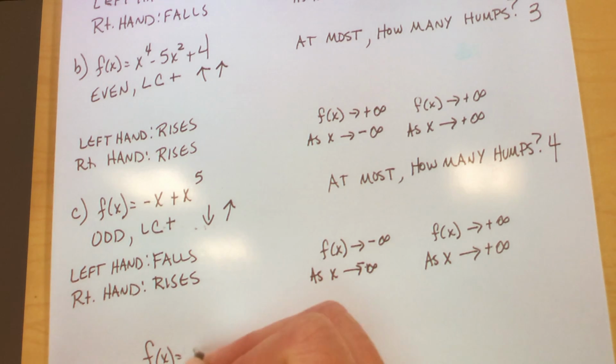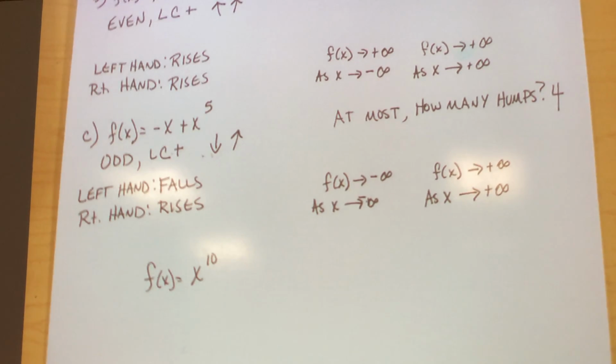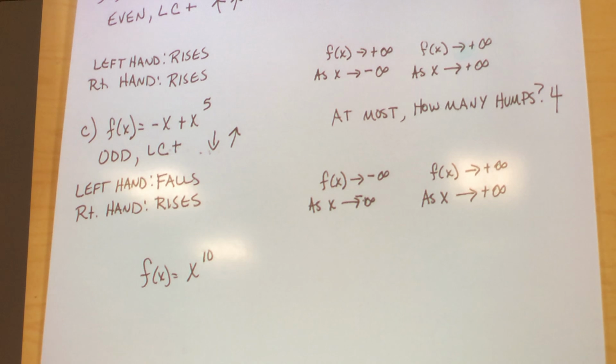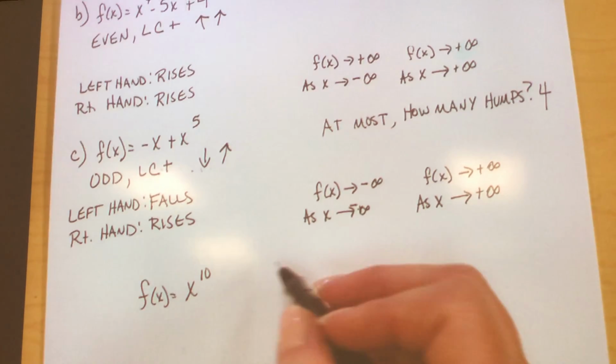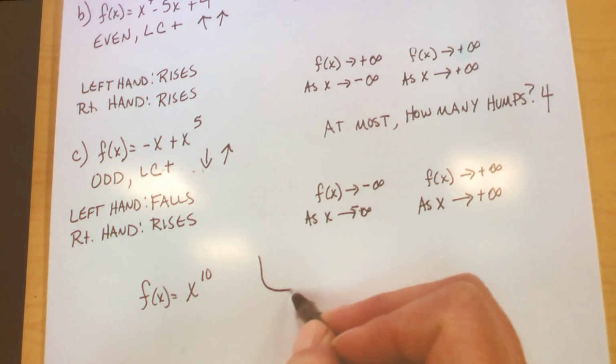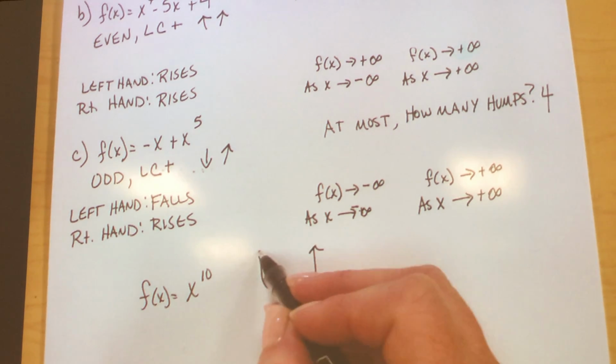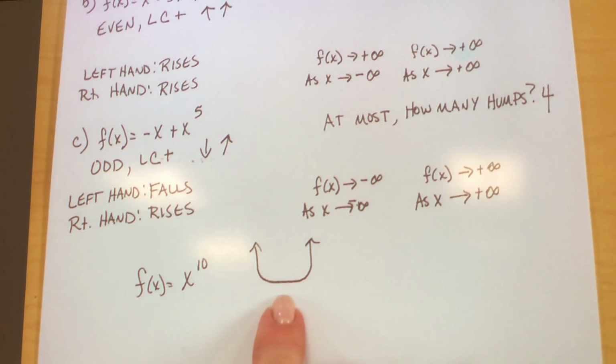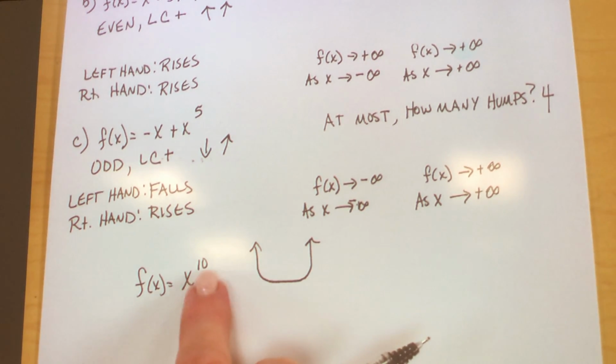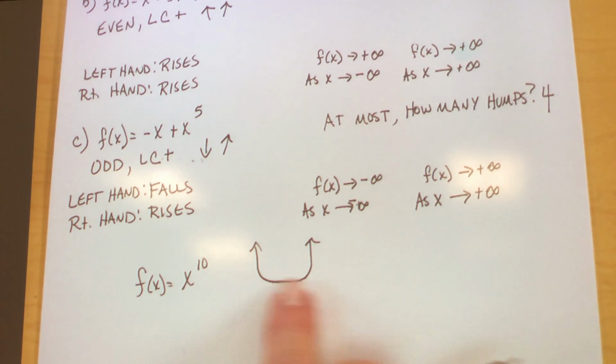So what about this one? F of x is equal to x to the 10th. It would have at most how many humps? 9. Do you know how many it has? Yeah, it has 1. It looks just like this. It looks very much like a parabola, right? What's different about it from a parabola? Wider. Yeah, it's flatter and wider across here. Okay? It's flatter and wider across here. Look, the bigger this number gets, the flatter and wider it gets.